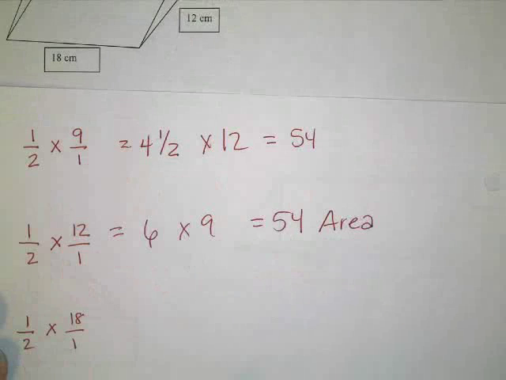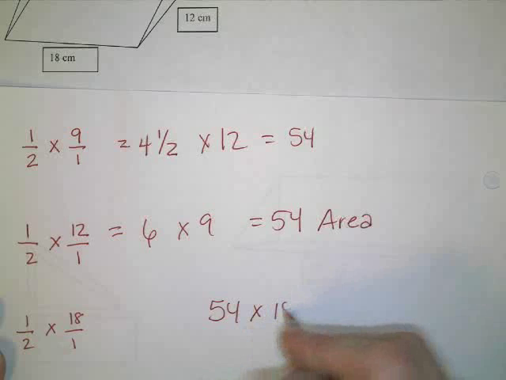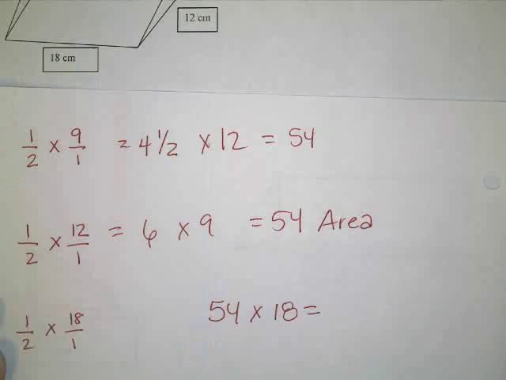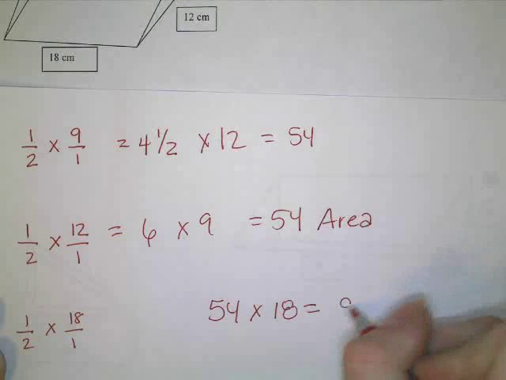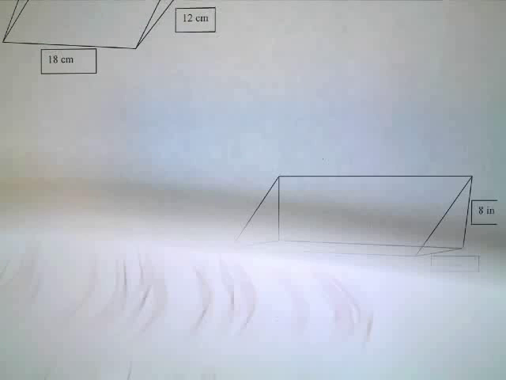Now what do we take the area times? Times 18. We take 54 and multiply it by 18. And you should come up with 972 centimeters cubed. How many of you got 972 centimeters cubed? Now I do. Kayla, what'd you get? Neosha? Huh? Okay. Here is your next one.